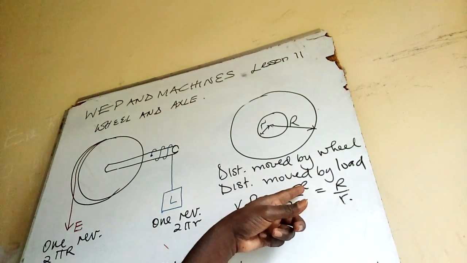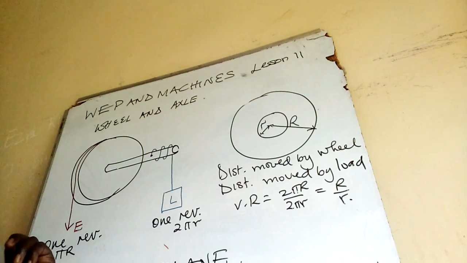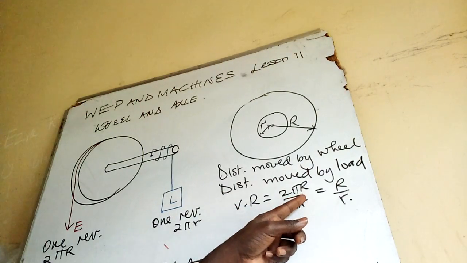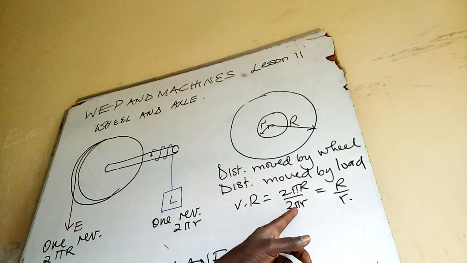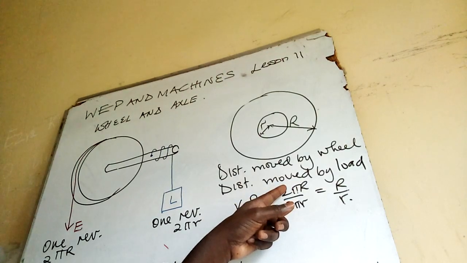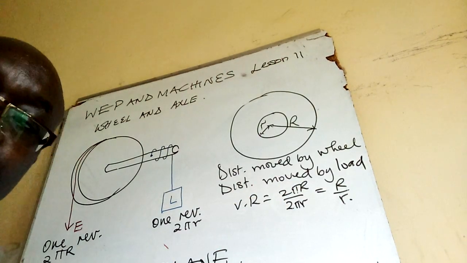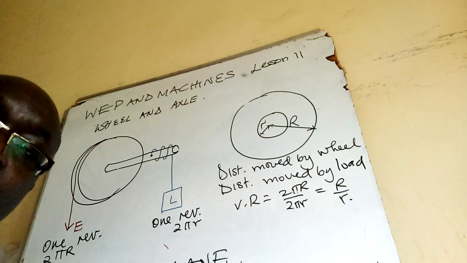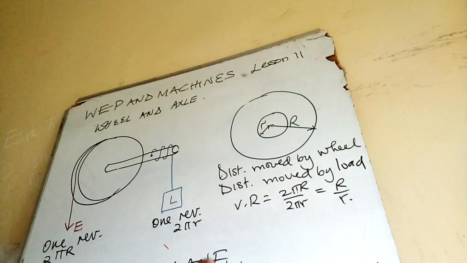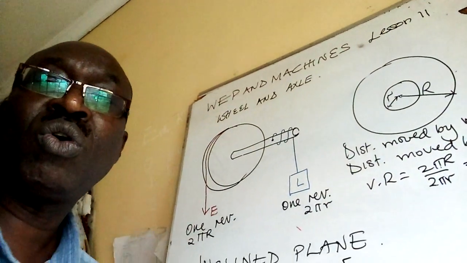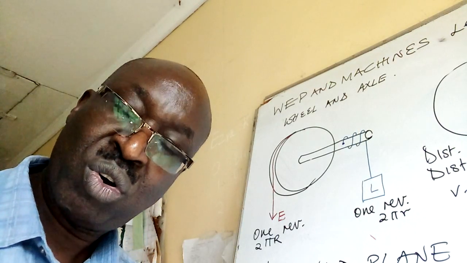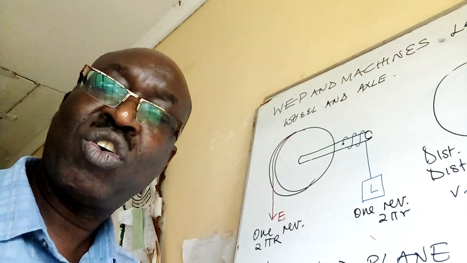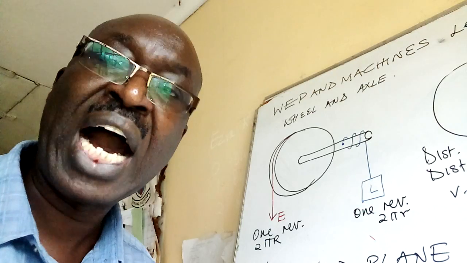will be 2 pi capital R, because that is where effort was applied, divided by distance moved by the load that is attached to the axle, whose radius is small r, will be 2 pi small r. So circumference of the wheel divided by circumference of the axle will give me capital R over small r, because pi and pi will cancel. Okay? So we know now velocity ratio of the wheel and axle is basically the radius of the wheel over the radius of the axle.